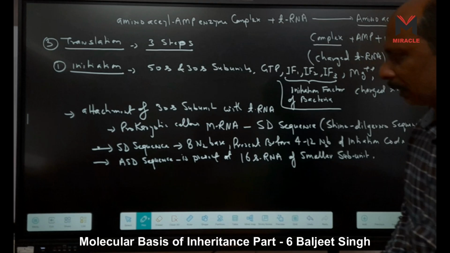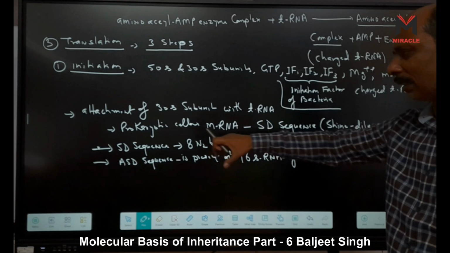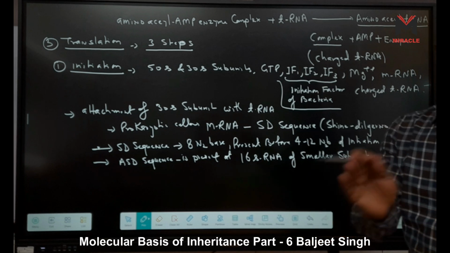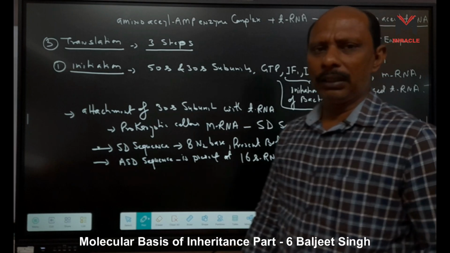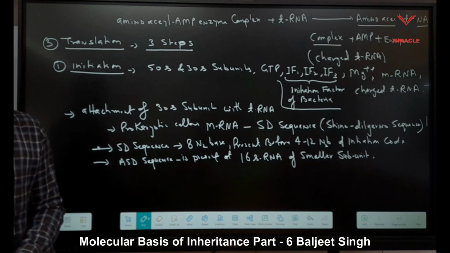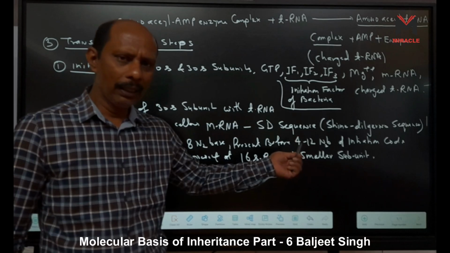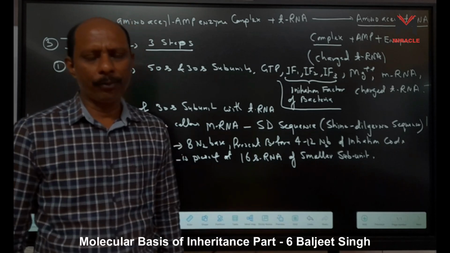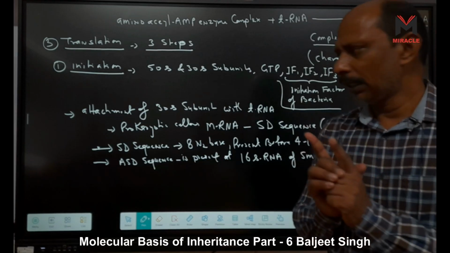So the small subunit recognizes the SD sequence through the ASD sequence. Due to complementarity they can recognize each other, and messenger RNA is attached with the smaller subunit. The SD code is present in messenger RNA, and the anti-SD code is present in 16S ribosomal RNA. Because they are complementary to each other, they can bind to each other.